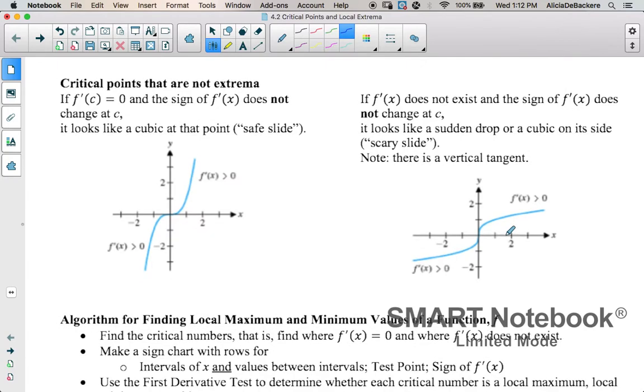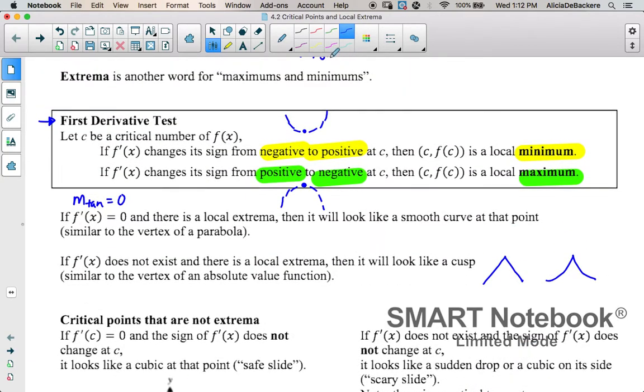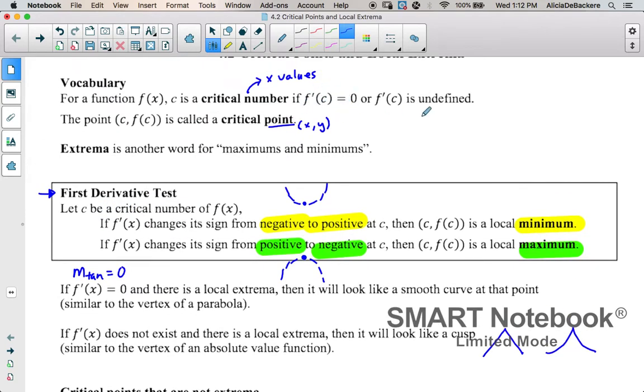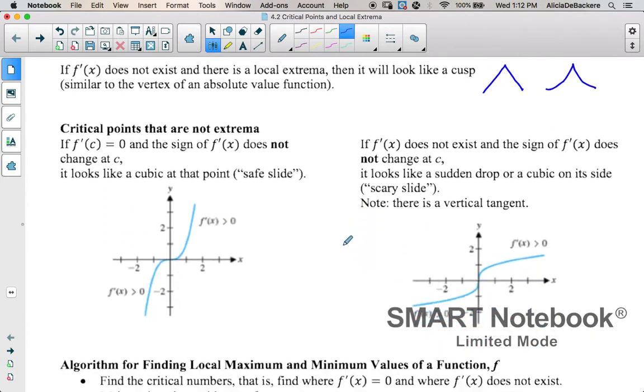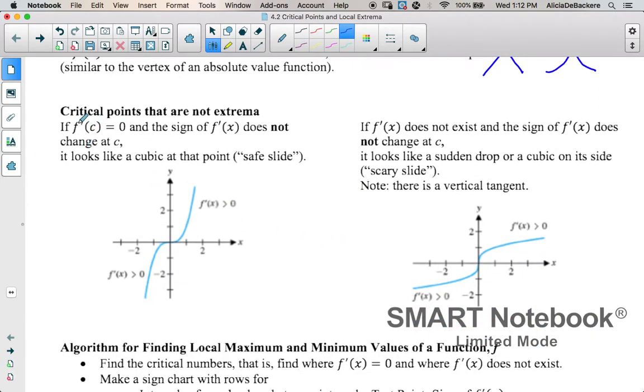Okay, let's talk about what happens when I have a critical point and it's not an extrema. So I might have a value of c. I find a critical point, a value of c that either makes the derivative equal 0 or the derivative is not defined. But I don't switch signs on either side of it. Maybe I am positive on both sides or negative on both sides. So what that would look like is here the critical point comes from the derivative being equal to 0. So that tells me I'm going to have that flat tangent point.